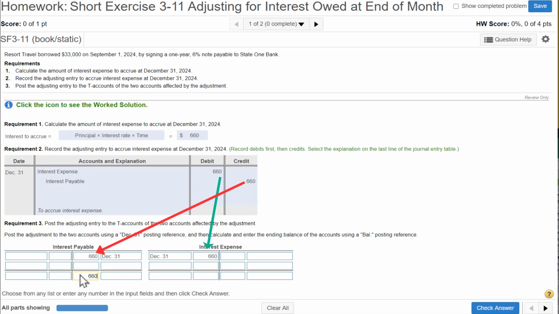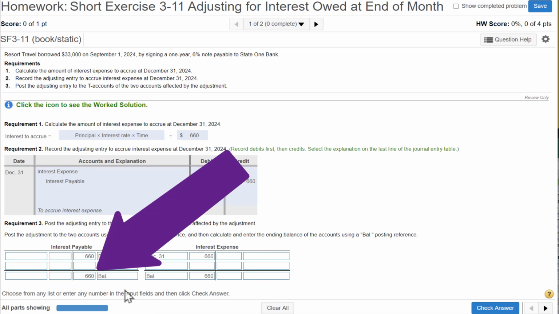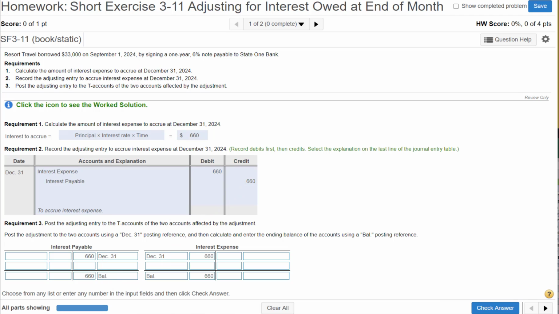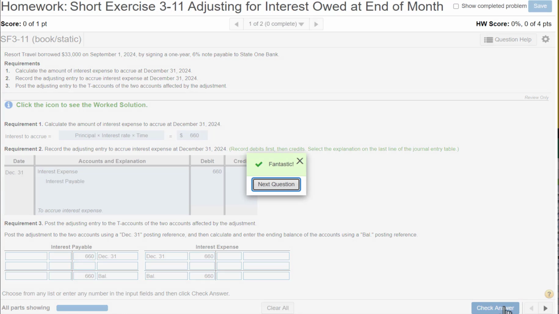And then what's our new balance? Balance always goes on the bigger side. So as of the end of the year, they owe $660 of interest. And that's it.